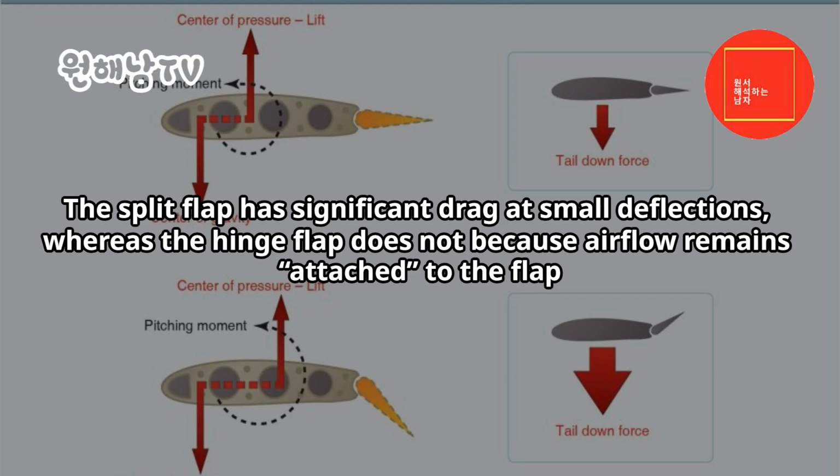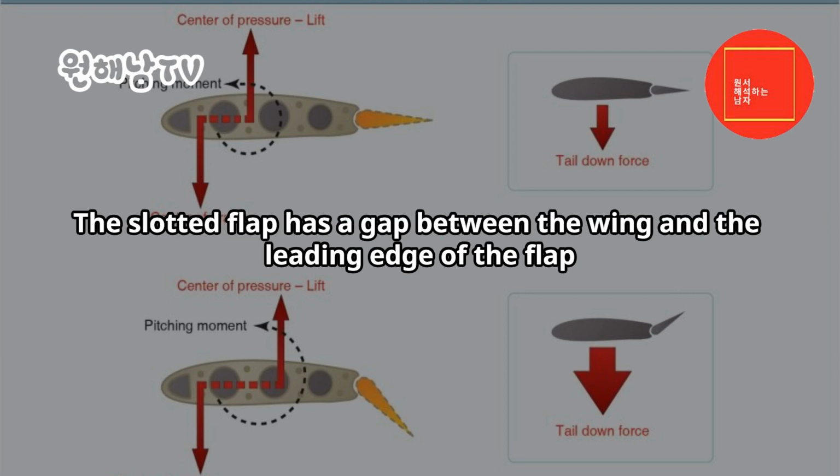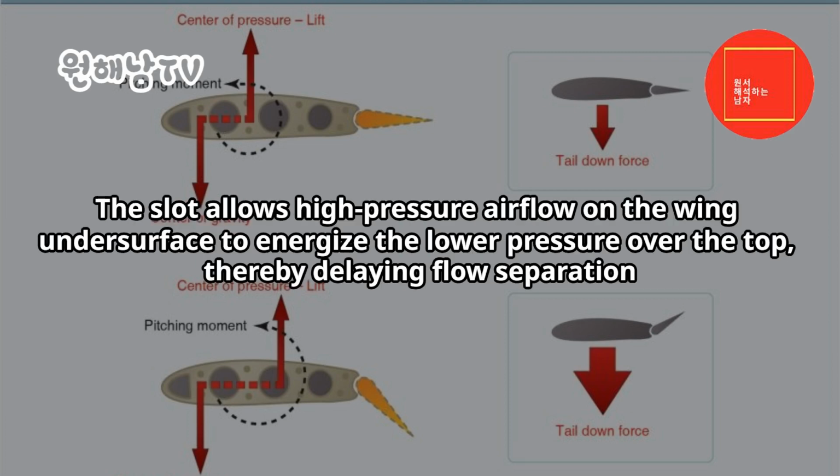The slotted flap has a gap between the wing and the leading edge of the flap. The slot allows high-pressure airflow on the wing undersurface to energize the lower pressure over the top, thereby delaying flow separation.